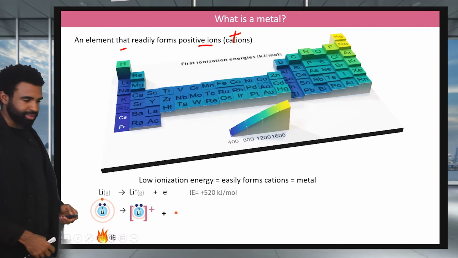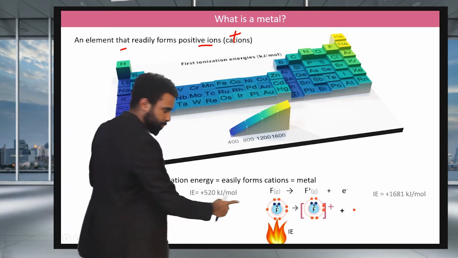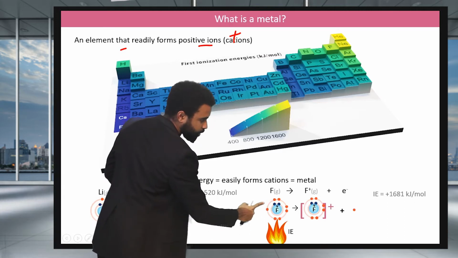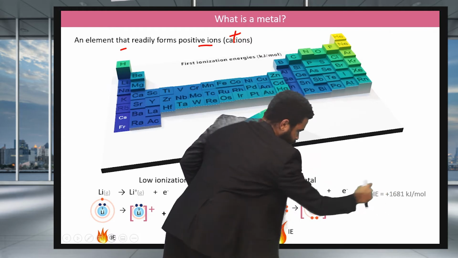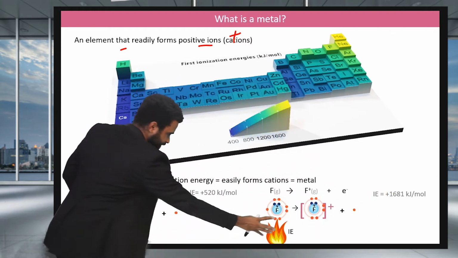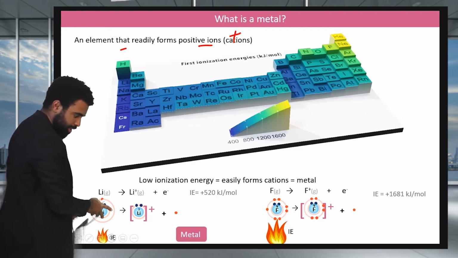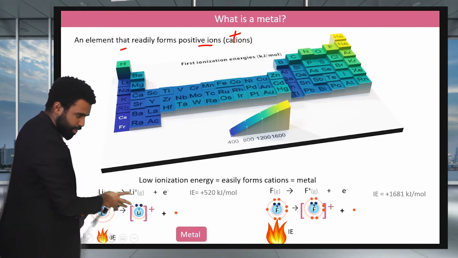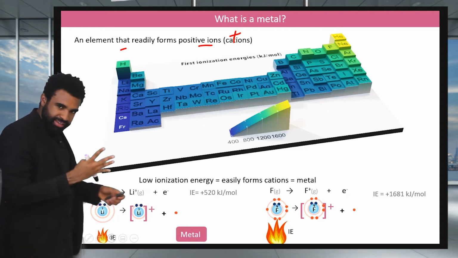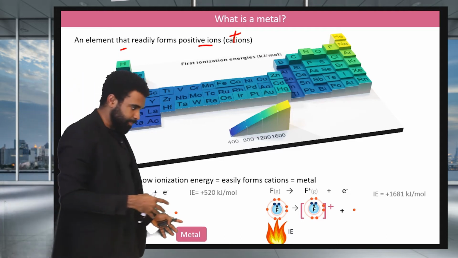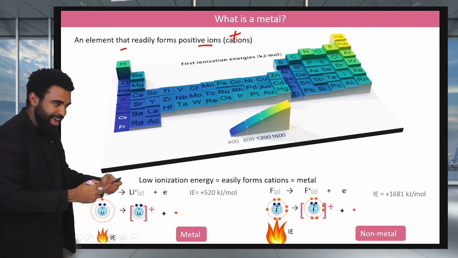Is this high or is this low? Well, let's look at it relative to fluorine. To remove an electron from fluorine, to create this fluorine positive ion, we need 1681 kilojoules per mole. So this ionization energy is much larger than that one. Therefore, we categorize lithium as a metal because it's relatively easy to remove that electron. It takes some work, but it's relatively easy. Whereas for fluorine, it's quite difficult, and so we class that as a non-metal.